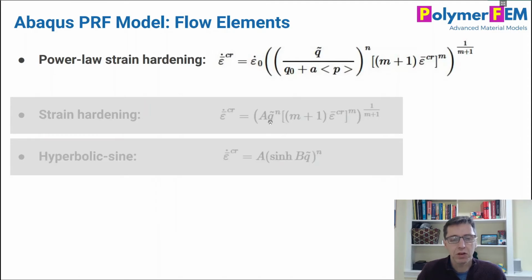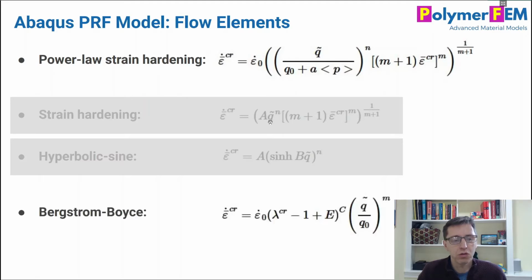I typically don't recommend it. Don't go for it unless you have very specific reasons to use that one. The last one is the Bergstrom-Boyce version of the flow element. This is the model that I developed. Bergstrom is me, and Boyce was my advisor at MIT. And this is a pretty good representation too.